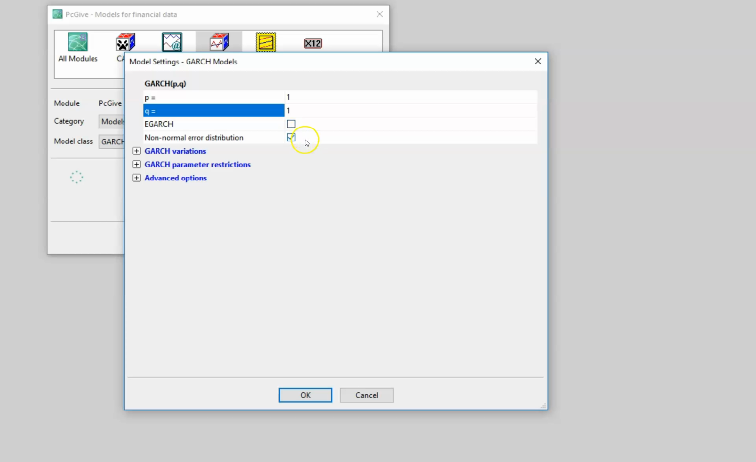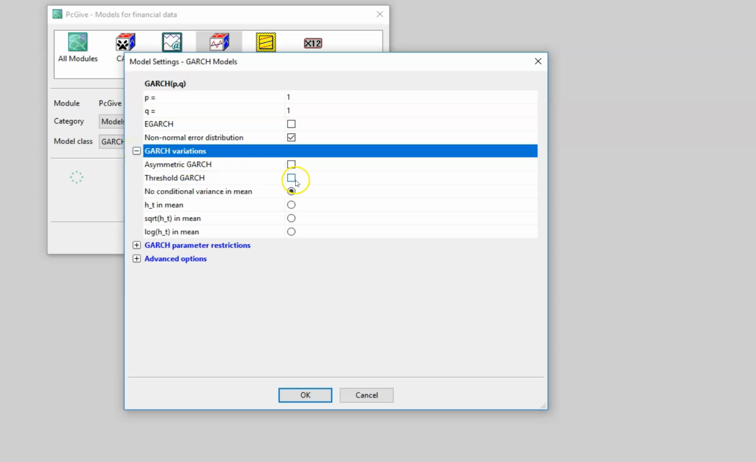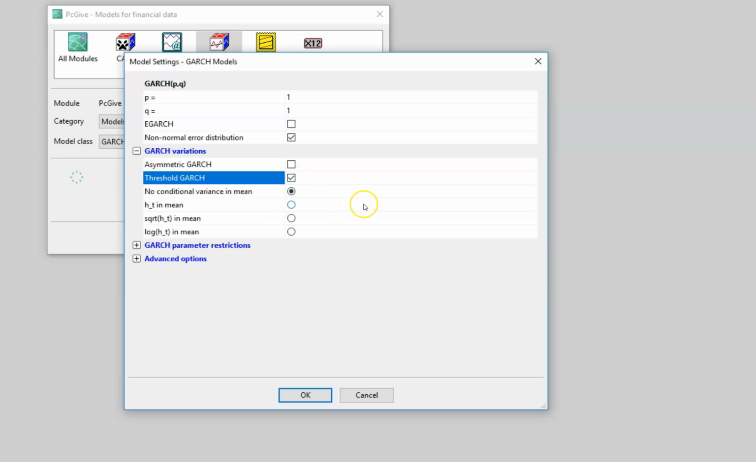Let us stick to the non-normal error distribution, such that the conditional distribution is assumed to be scaled Student's t. Then we can simply choose here the threshold GARCH, which is the asymmetric model. Later on in this video, we will also consider the so-called asymmetric GARCH model, and if you want to estimate that, you should simply click here instead. Note we can also estimate a combination of the two models if we want to do that.